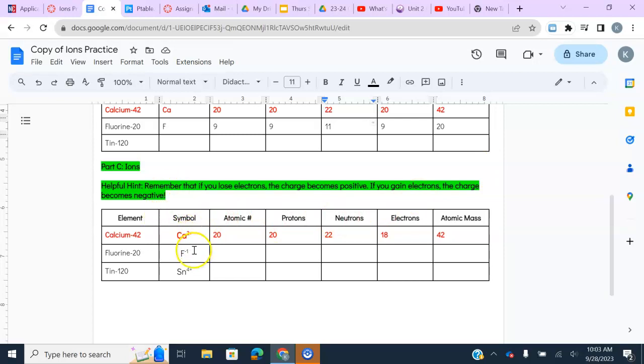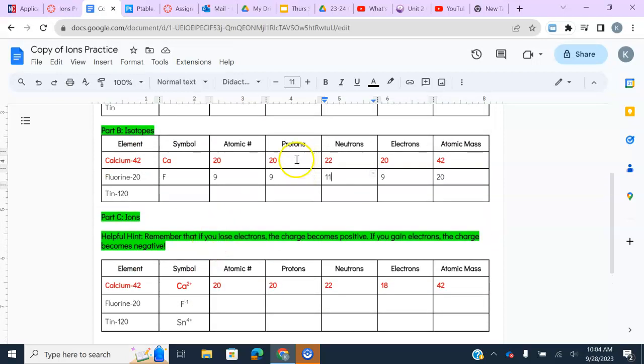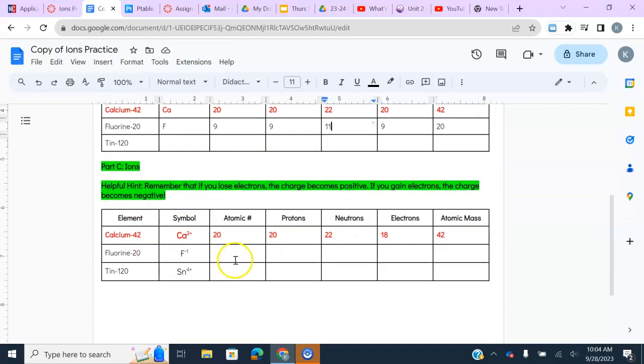Now here is where the ions come in, part C, okay? Here, if we see our symbol, now we have these charges. The charge on a chemical symbol tells us that something has happened to the electrons, okay? So like in part B, it was the neutrons that are changing. In part C, your electrons are going to change, okay?